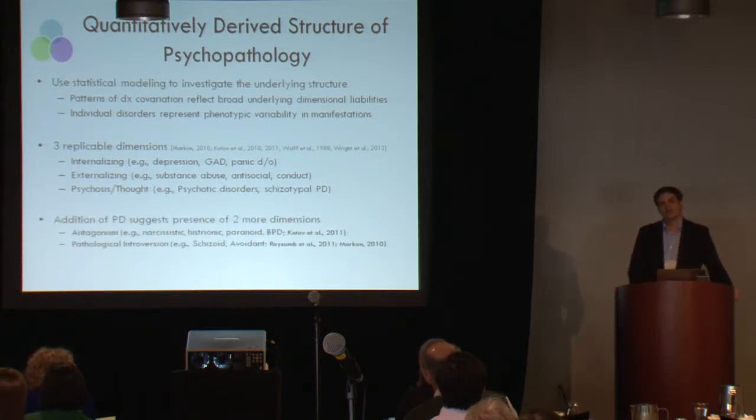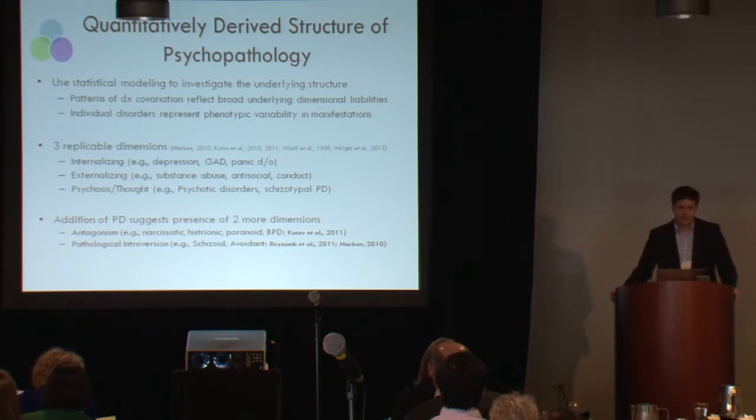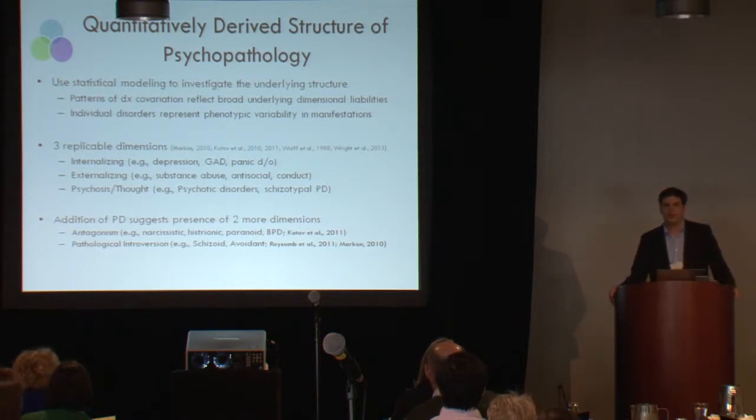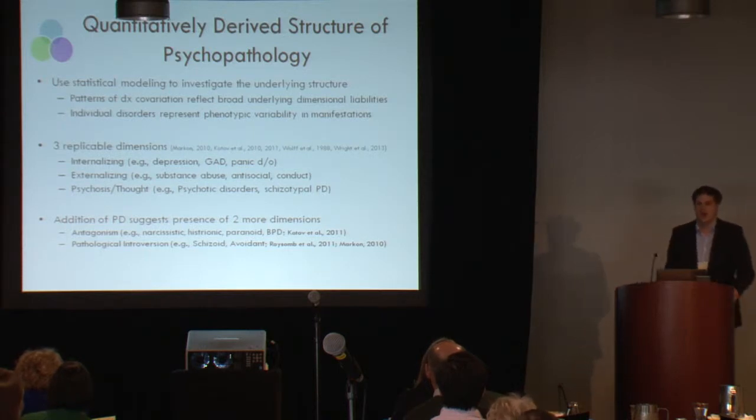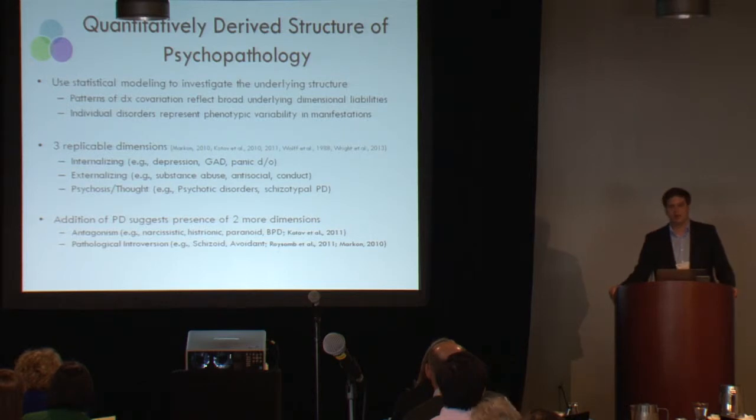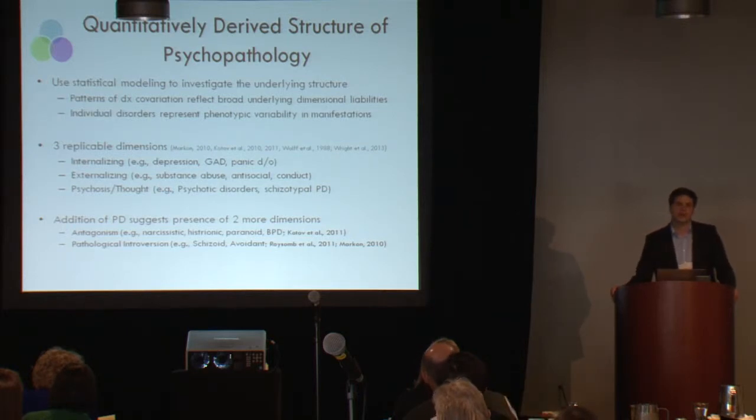But more recently, there have been some larger studies that have started to include other disorders, including the PDs. And when you include the PDs, there are 2 dimensions that haven't replicated well, because there have only been 2 to 3 studies on this that have included full Axis II in addition to these types of analyses. But you tend to find a factor that I might label as antagonism, as Roman Kotov did in 2011, where you have loadings from things like narcissistic, histrionic, paranoid, and BPD. And also pathological introversion has come out in a couple of studies with things like schizoid and avoidant.